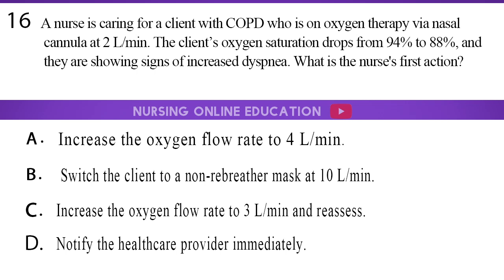The client's oxygen saturation drops from 94% to 88%, and they are showing signs of increased dyspnea. What is the nurse's first action? A. Increase the oxygen flow rate to 4 liters per minute. B. Switch the client to a non-rebreather mask at 10 liters per minute. C. Increase the oxygen flow rate to 3 liters per minute and reassess. D. Notify the healthcare provider immediately.